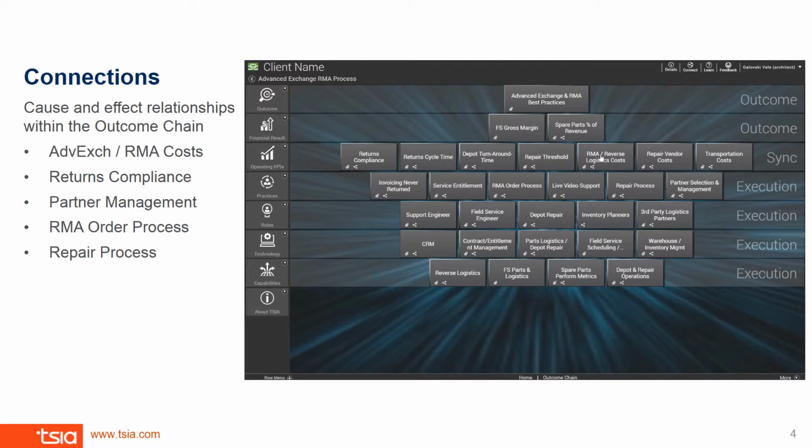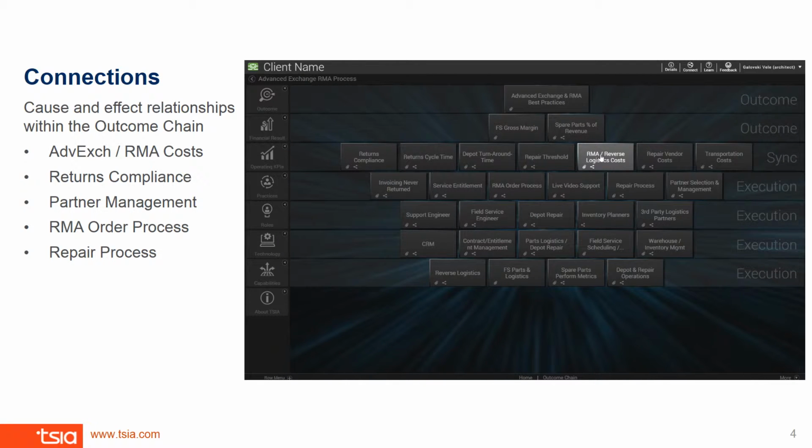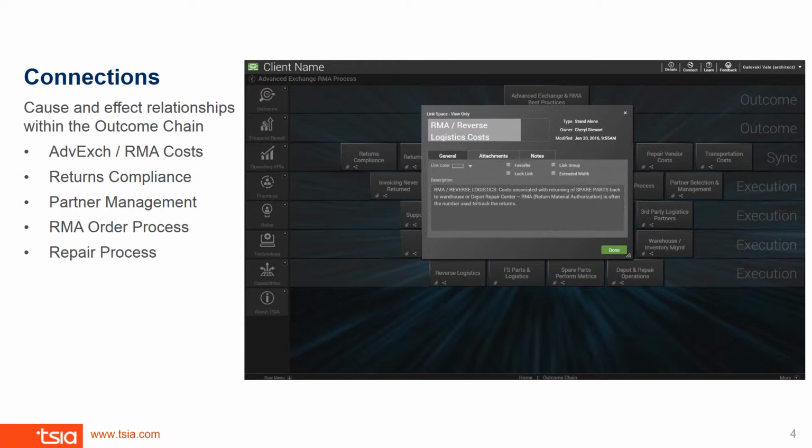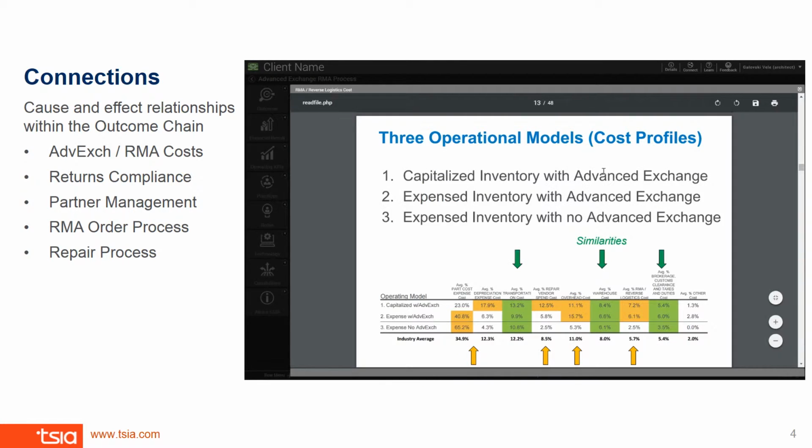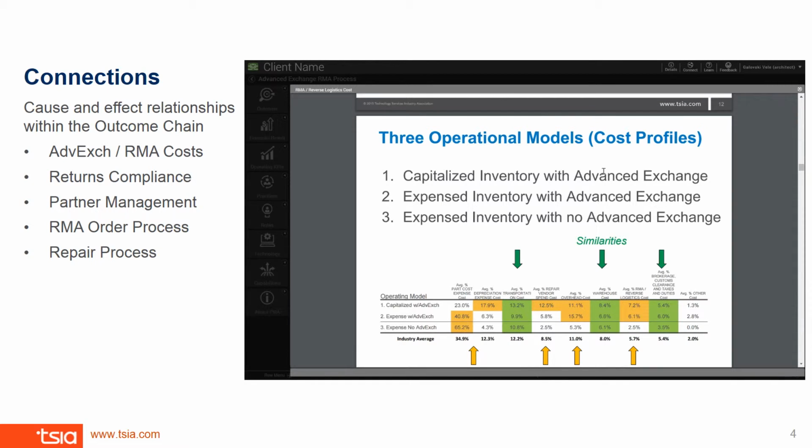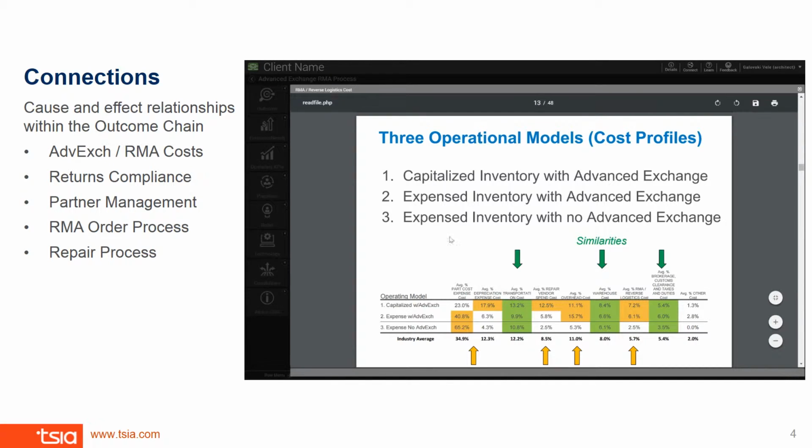Now, the way to use this and to compare yourself to the industry in general is you can open up one of these links. You can see the definition of that particular cost bucket, and in the attachment we have documents that will allow you to compare your performance against the industry overall. From our spare parts study, we identified three operational models with distinct cost profiles. All you have to do here is identify the appropriate operating model and then compare your performance against the cost bucket that's noted below.